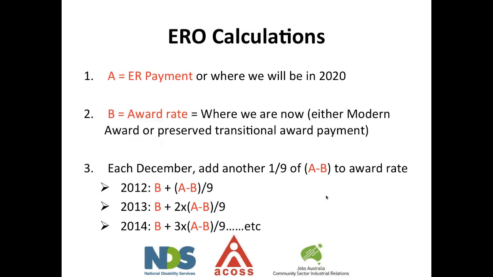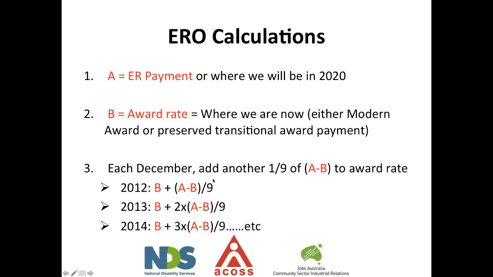So in terms of doing the actual calculation, this is how, for those of you who feel the need to calculate it yourself: A is where we will be come December 2020, so what the full equal remuneration payment looks like. B is the current award rate, or where we are now. So that's either going to be the modern award or your preserved transitional award payment. So the way to do the actual equal remuneration order calculation is, what will the full ERO look like come December 2020, minus where someone is now, and that'll give us a difference.